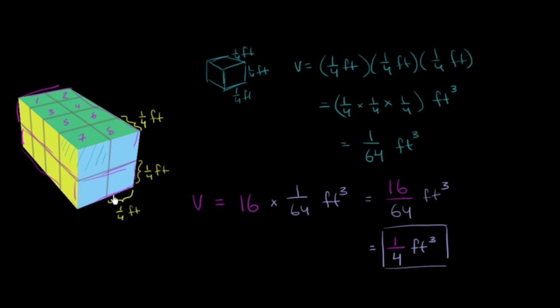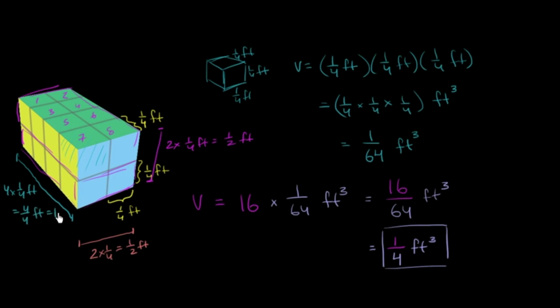Now, there's other ways that you could have done this. You could have just thought about the dimensions of the length, the width, and the height. The width right over here is going to be 2 times 1/4 feet, which is equal to 1/2 of a foot. The height here is the same thing. It's 2 times 1/4 of a foot, which is equal to 2/4, or 1/2 of a foot. And then the length here is 4 times 1/4 of a foot, which is equal to 4/4 of a foot, which is equal to 1 foot.